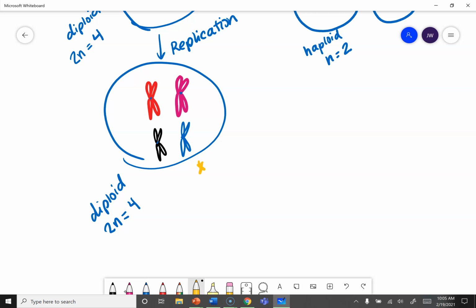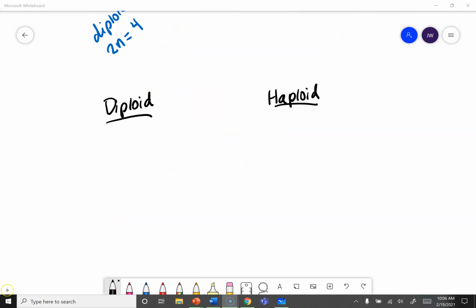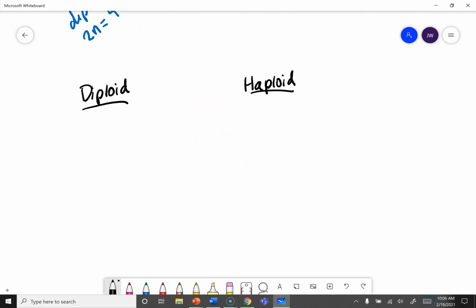We have increased chromatids, but we have not increased our chromosome number. So let's look at a couple examples.